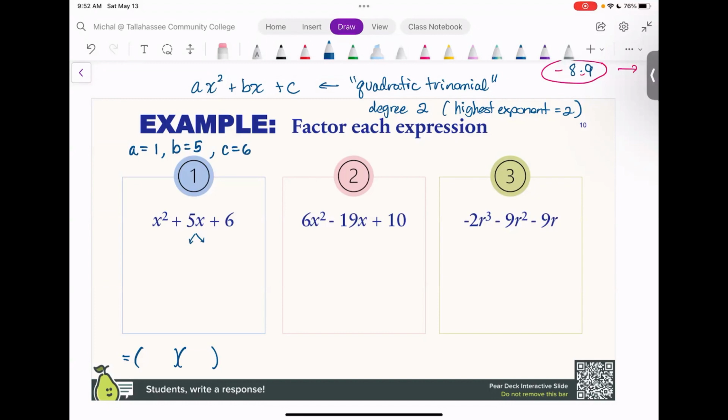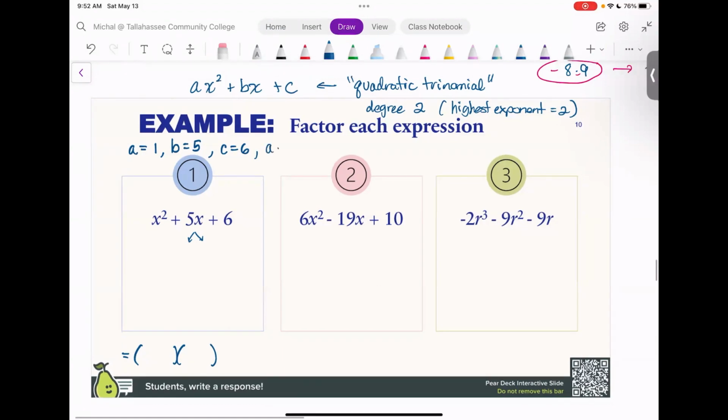I didn't like my arrow, so we wrote it again. I also want to make a note of the product a times c. In this problem, a times c is 1 times 6, which is 6. So in my diamond problem, I'm going to write the number 6 on top.